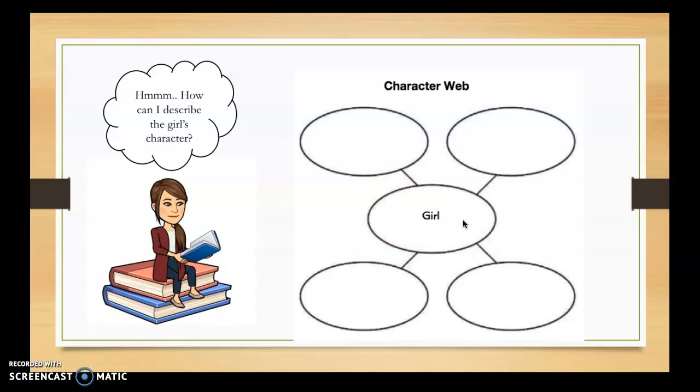We learn that the girl puts half her money into a jar. What does that tell you about her character? Well, it could mean that she's unselfish because she's sharing her money that she saves.